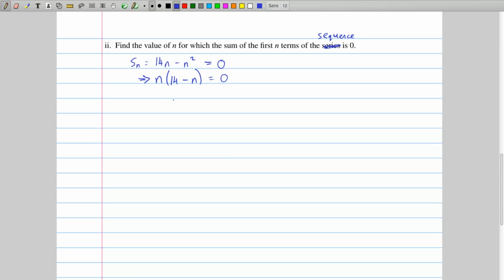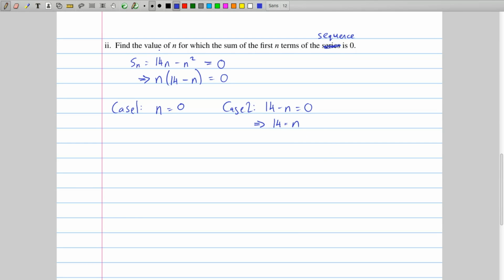And so we have a product of two things equals 0. We end up with two scenarios. Case 1, where the first item in the product is 0, so we say n equals 0. And case 2, the other item in the product is 0, in which case 14 minus n equals 0. The first one's already as far gone as we can get it, but we can mess around with case 2 as well, end up with 14 equals n, or n equals 14. They mean the same thing.